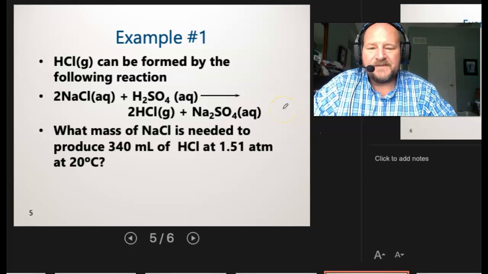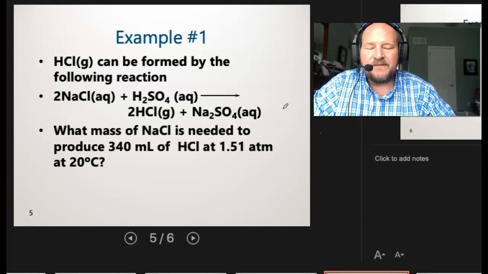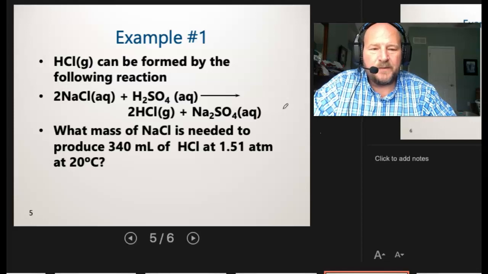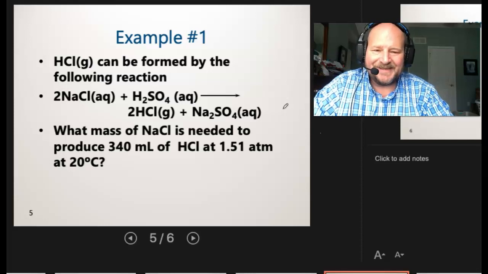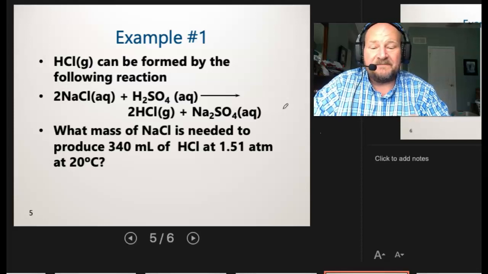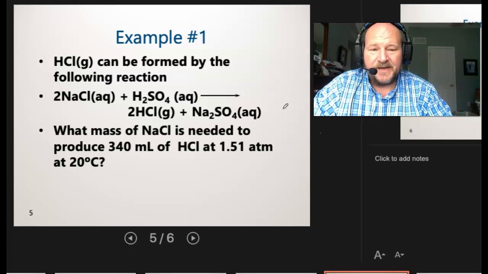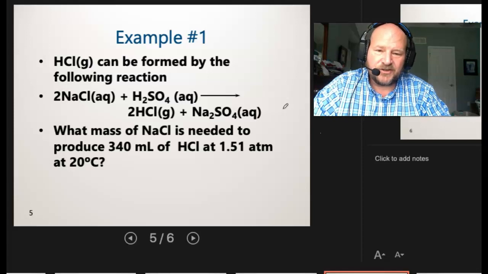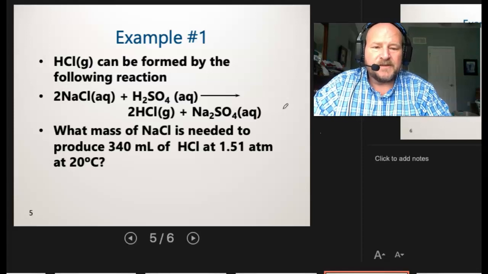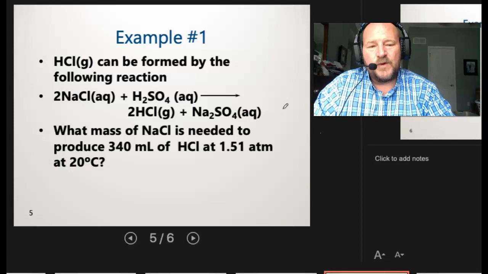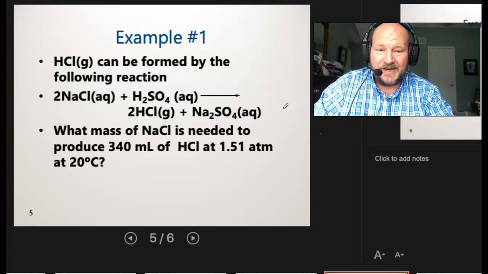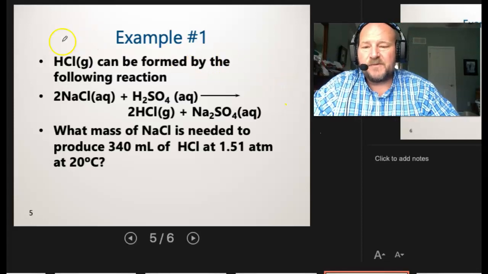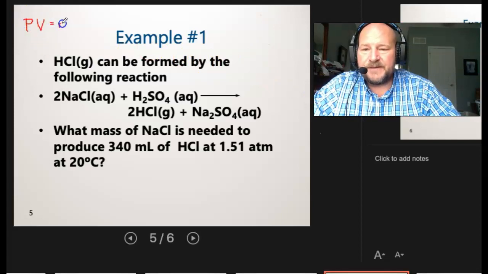Now, what mass of sodium chloride is needed to produce 340 milliliters of HCl at 1.51 atmospheres at 20 degrees C? Now notice you don't see the STP, and not only that, they've given us the conditions. So rather than being at 0 degrees C, we're at 20 degrees C. Rather than being at 1 atmosphere, we actually have some pressure there at 1.51 atmospheres. So what we're going to do then is figure out which piece of the ideal gas law we need to answer this question. So remember, it's based on PV equals nRT.